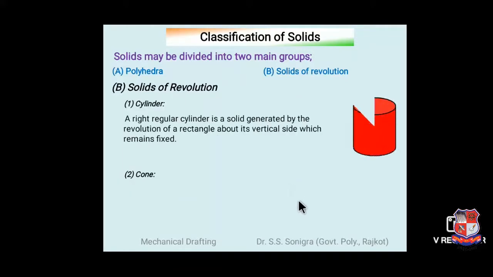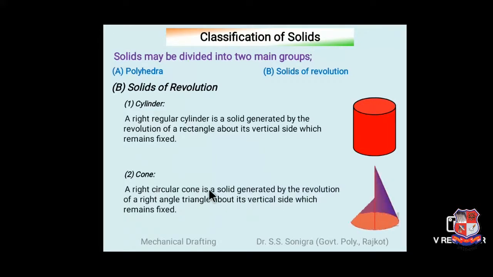what is the definition of a cylinder? A right circular cylinder is a solid generated by revolution of a rectangle about its vertical side, which remains fixed. If we rotate a rectangle about one of its sides, then it creates a cylinder. Similarly, to create a cone, a right circular cone is a solid generated by the revolution of a right angle triangle about its vertical side, which remains fixed. If we rotate a right angle triangle about its vertical side, it forms the cone, and this vertical side is called the axis of this cone.